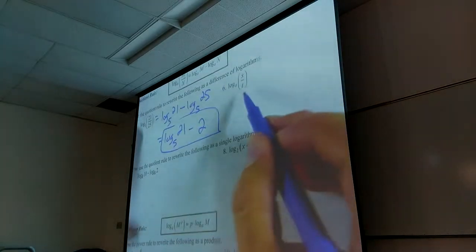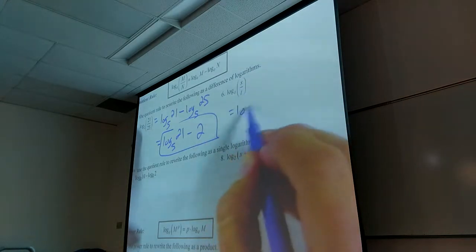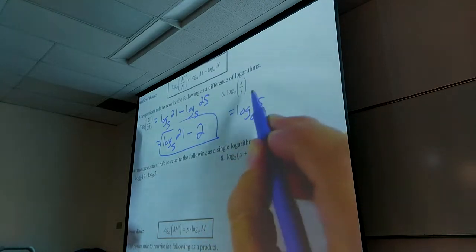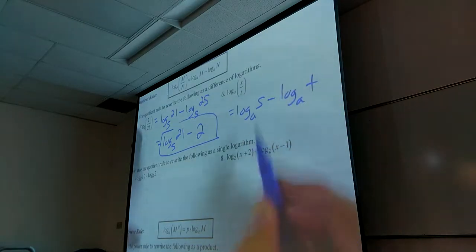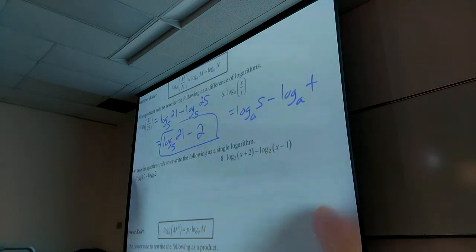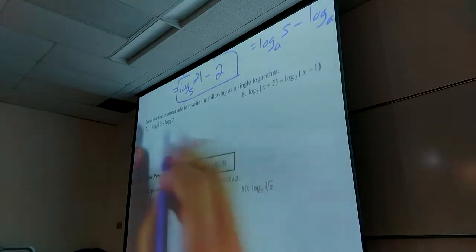What about this guy here? Yeah, it'd be log base A of S minus log base A of T. Log S minus log T. I'm not going to try to squeeze that in today. One last one will do. These couple.